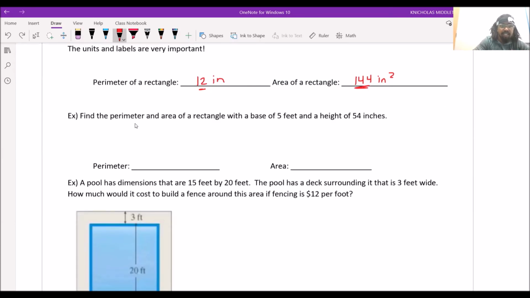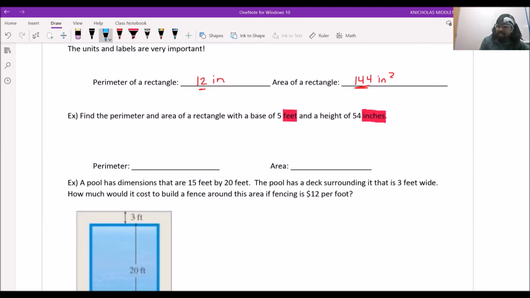All right, so let's look at an example. It says, find the perimeter and area of a rectangle with base of 5 feet and a height of 54 inches. So first thing that I do want you to notice here is that we're given two different units. These are things that we need to make sure that we pay attention to. This is 5 feet, this is 54 inches. We don't want to do math in different units. So I'm going to make sure that I convert it so that we're talking about the same thing.